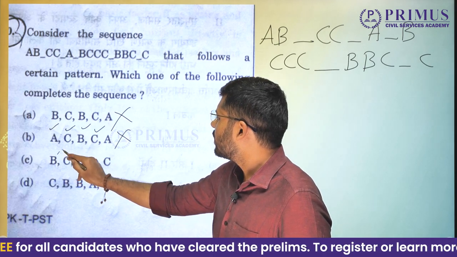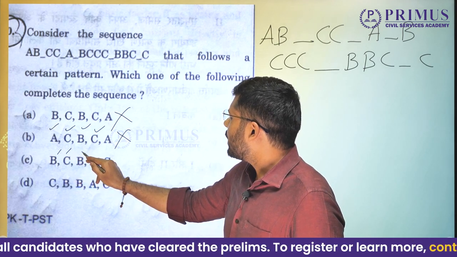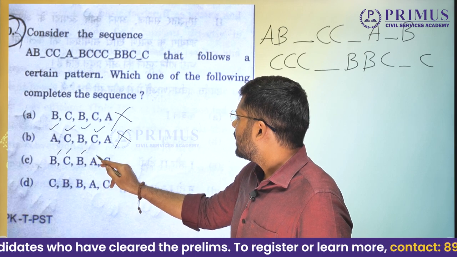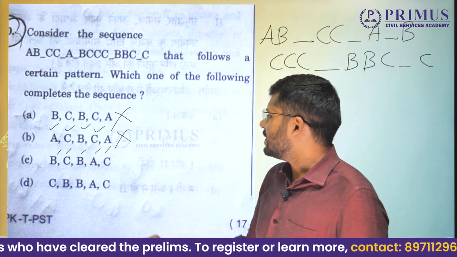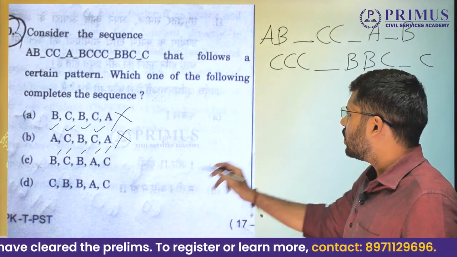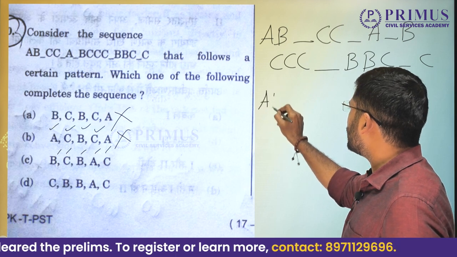ABBCCC, then ABBCCC, then ABBCCC. So if we use the third option, we get a very clear pattern.